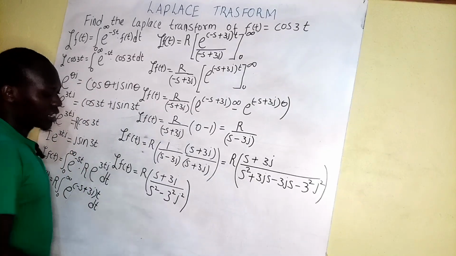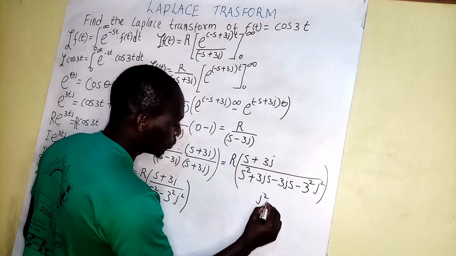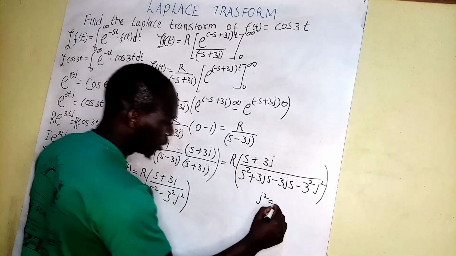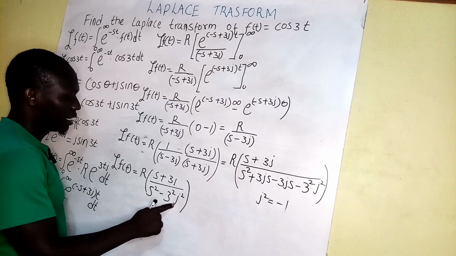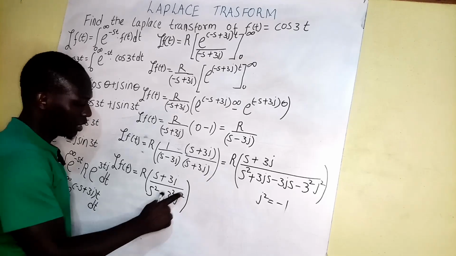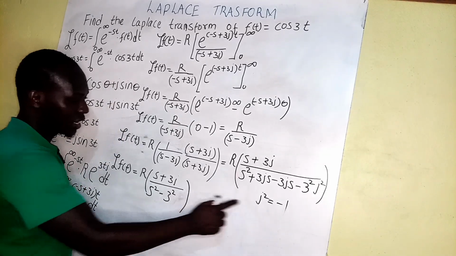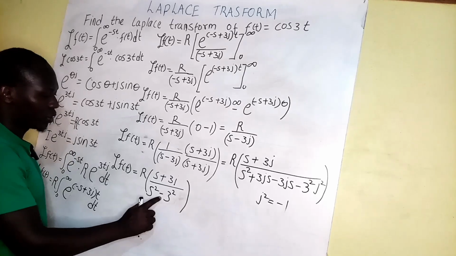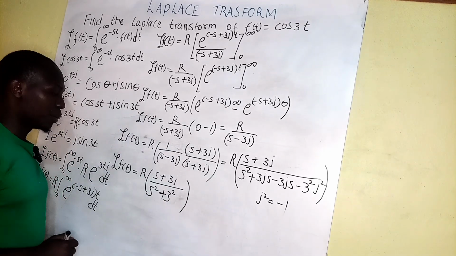But what do we understand from the complex numbers? We understand that j squared is equal to negative 1. This means that when we replace j squared with negative 1, it is going to affect the sign of whatever we are having here, and we are going to have a positive.